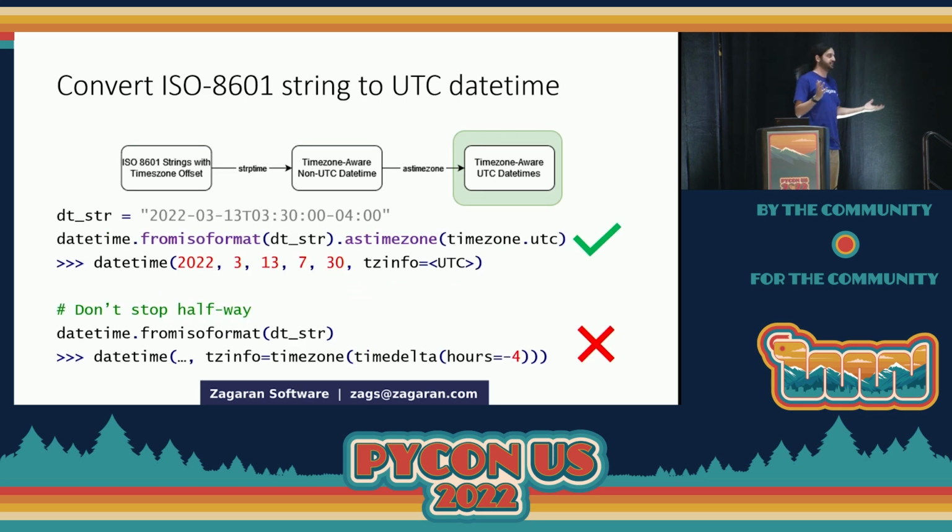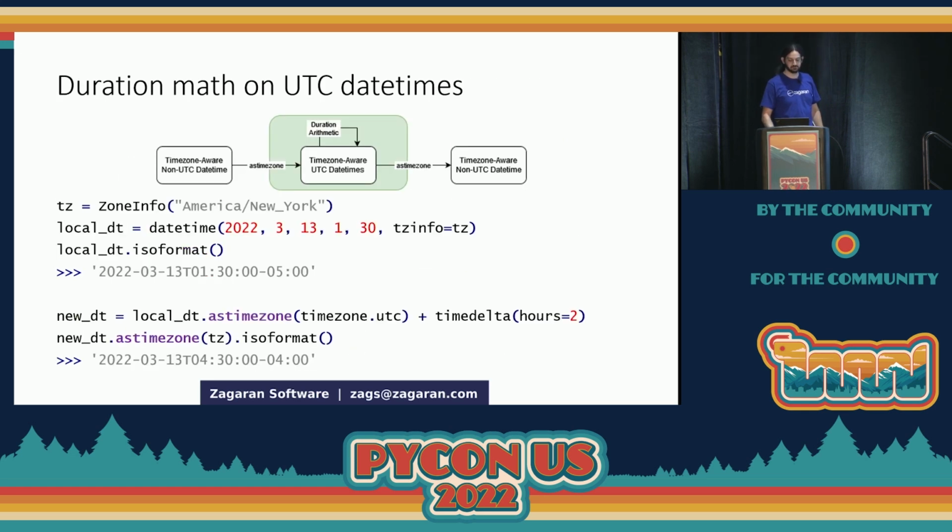ISO strings, slightly easier because we've got that UTC offset baked in. So here we can use strptime or fromisoformat, get that into an aware datetime, and astimezone that into UTC, as long as we don't stop halfway. The thing that's weird if we stop halfway is that's not a time zone in that string. That's a UTC offset, and those are different. That doesn't tell you US Eastern. That tells you UTC offset of 4 hours, which you will notice is not the US Eastern time zone. So all that tells you is enough information to get to UTC and nothing else. So don't stop halfway when converting ISO strings.